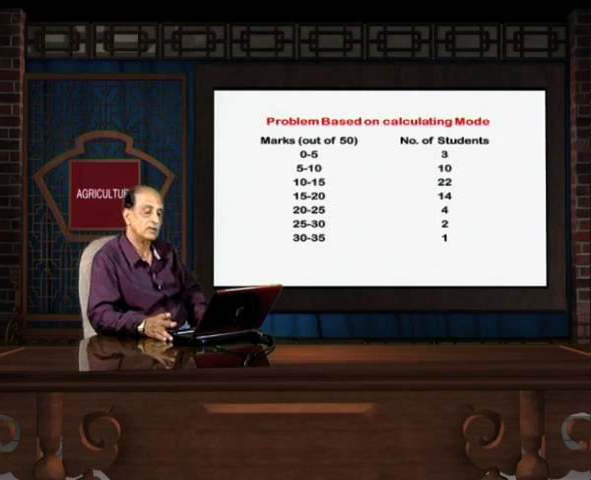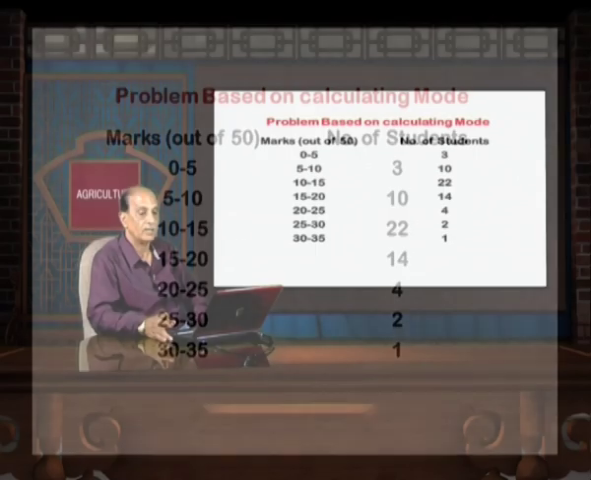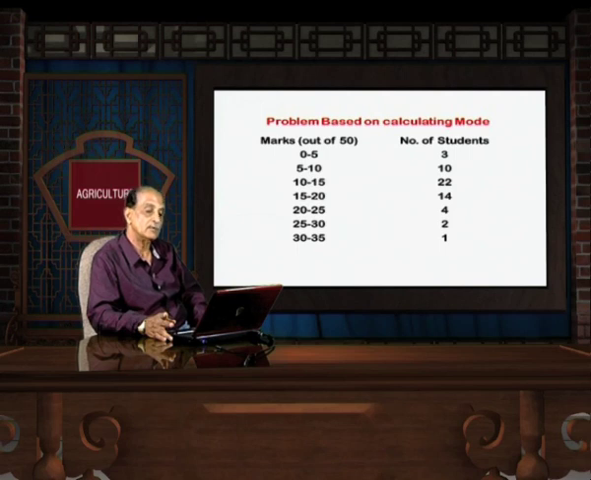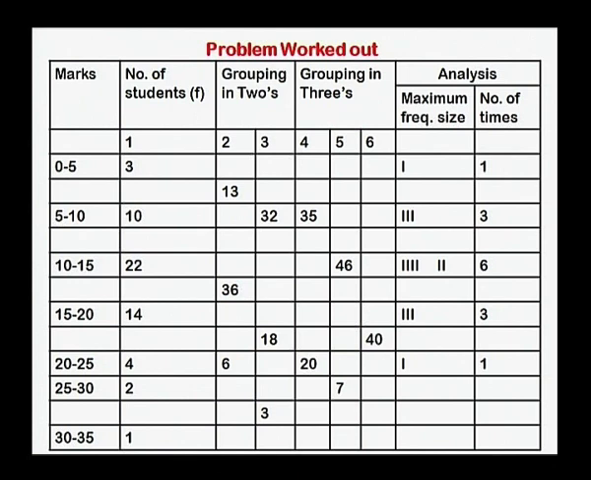In this problem, we have been given the marks obtained by 50 students. We have the class intervals of the marks obtained by the students: 0 to 5, 5 to 10, 10 to 15, 15 to 20, 20 to 25, 25 to 30 and 30 to 35. At the same time, we have been given the number of students who have obtained those marks. Three students have obtained marks from 0 but less than 5, and 10 students have obtained marks ranging from 5 but less than 10. In this way, we have been given the number of students with the marks obtained in this problem. Now, we have to work out the problem.